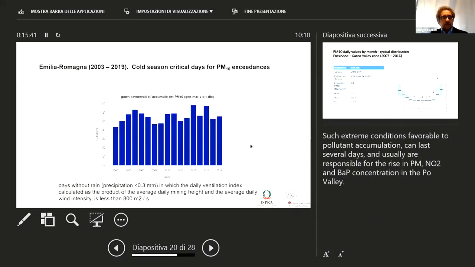This is, for instance, the number of days that are critical for PM10 or PM exceedances, which we calculate as days without rain, with low daily precipitation, in which the daily ventilation index, calculated as the product of the average daily mixing height and the average daily wind intensity, is less than 800 square meters per second. As you can see, during winter we often have more than 50, 60 days, which is half of the days, very, very critical for the formation of PM.